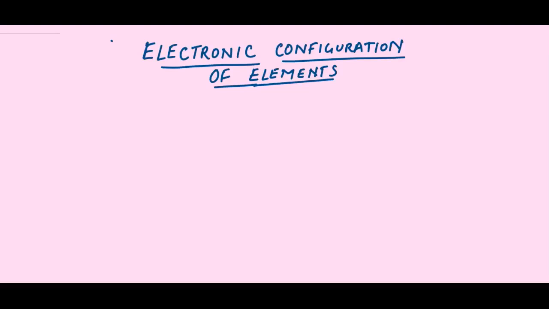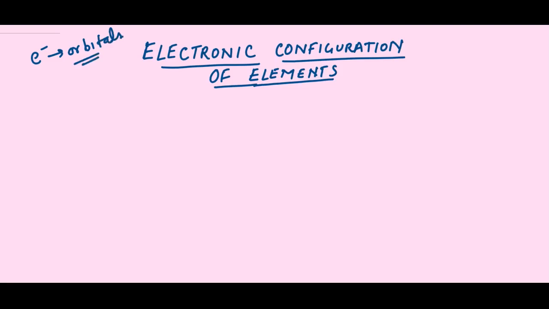In this video, I am going to teach you about the electronic configuration of elements. This is again one of the very important topics of the chapter Structure of Atom. In the last video, I told you that the ultimate location of the electrons is orbitals.